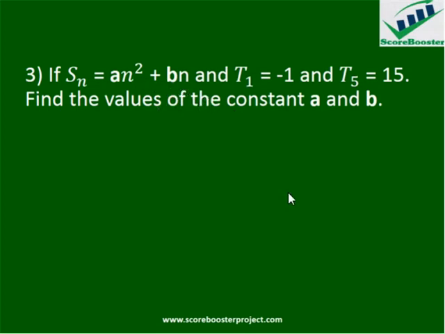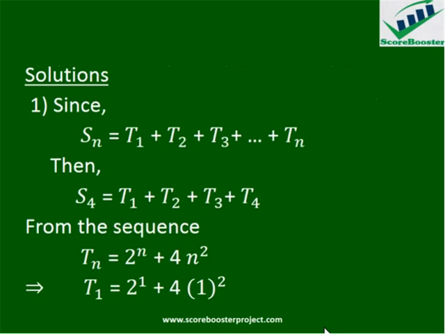So now we move to the solution of this example. Solutions. In the first question, we are asked to obtain the first 4 terms of a sequence whose nth term is 2 raised to the power n plus 4n squared. So we know that the sum of the terms of a sequence, which is the series, is equal to the 1st term plus the 2nd term plus the 3rd term up to the nth term. Since we are asked to find the first 4 terms, that means our n will be equal to 4. So now we are asked to obtain the value for S4, which equals T1 plus T2 plus T3 plus T4.